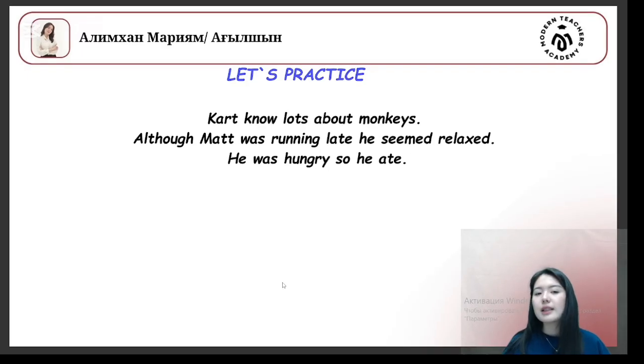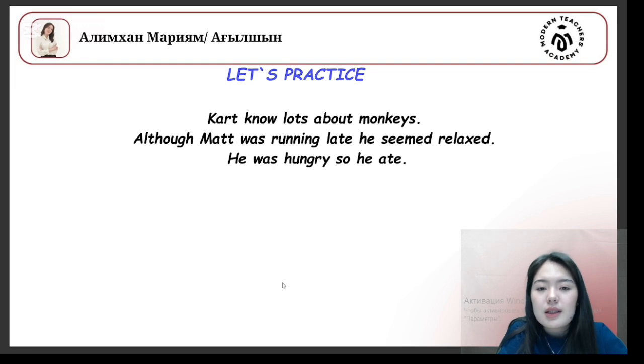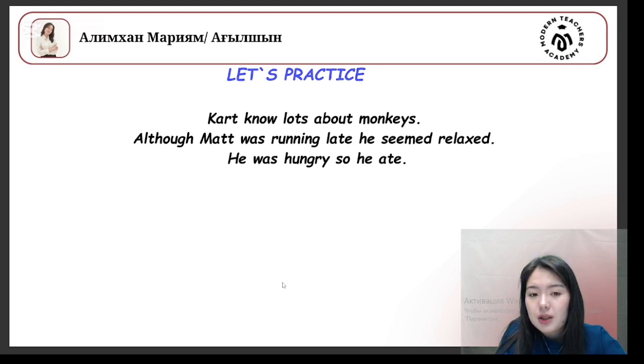And let's see if you can work out the structure of the sentence. First, let's find out the sentence type. For example, first: Carter knows lots about monkeys. Here we have Carter. Yes, Carter is the subject. Who? What? Second is knows. Knows is what the subject does. Know means to be aware of something. Okay, Carter knows lots about monkeys. It's a simple sentence because we have one subject and one verb, and it's a complete thought.